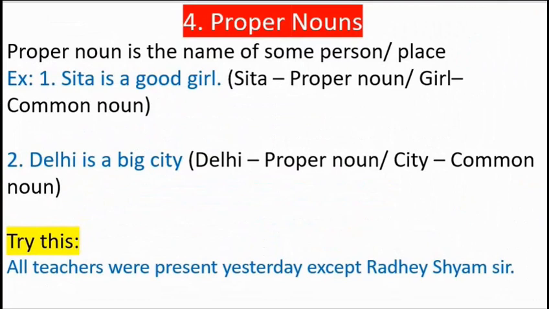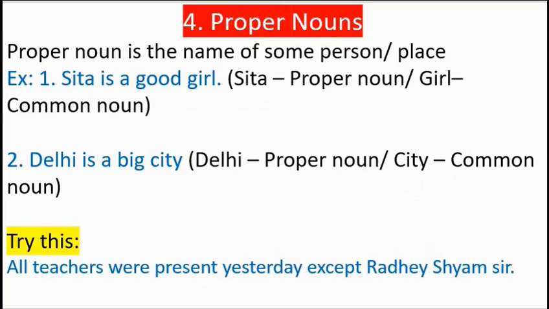A proper noun is the name of a particular person or place. In a common noun, there is no name for the particular person or place. Here we have that particular person or place name. Through an example you get a good understanding. The first example is here: Sita is a good girl. Sita is a good girl.